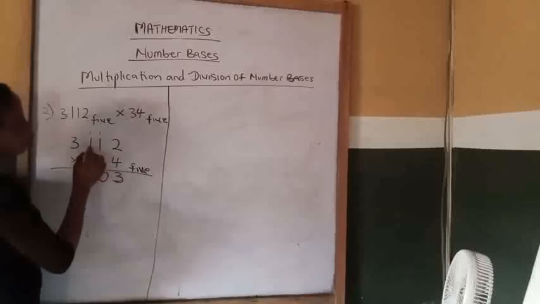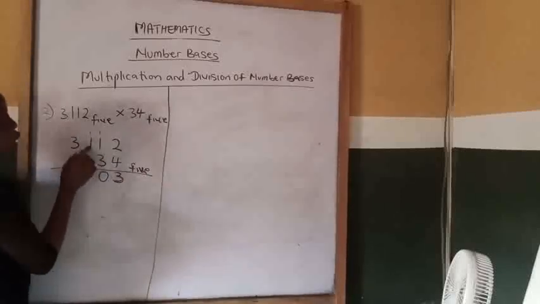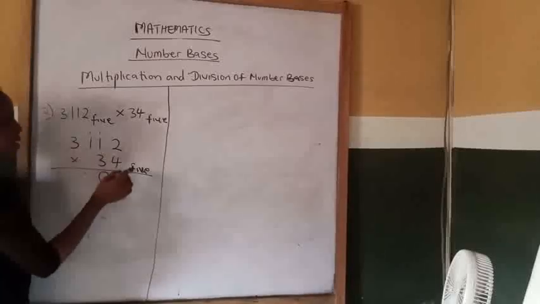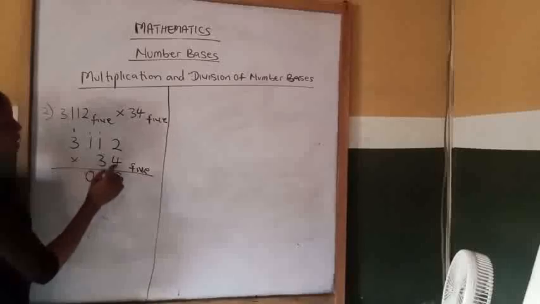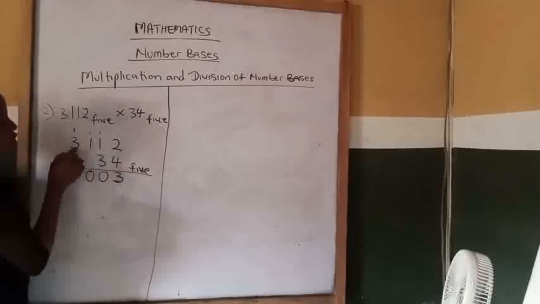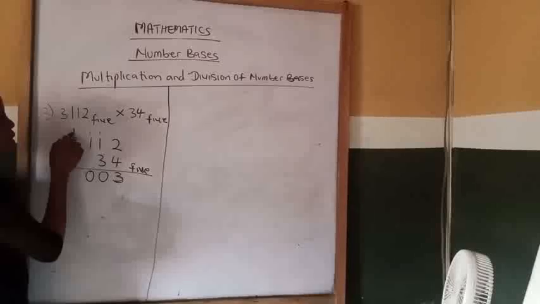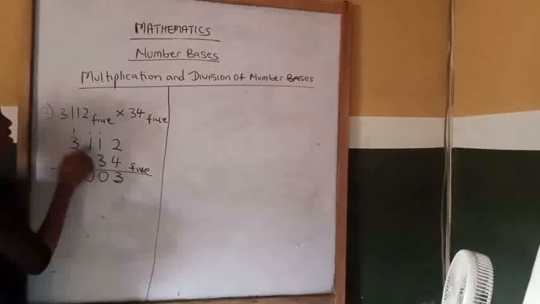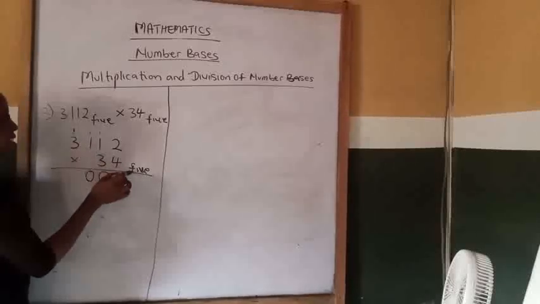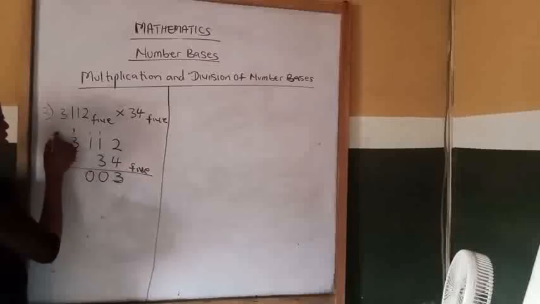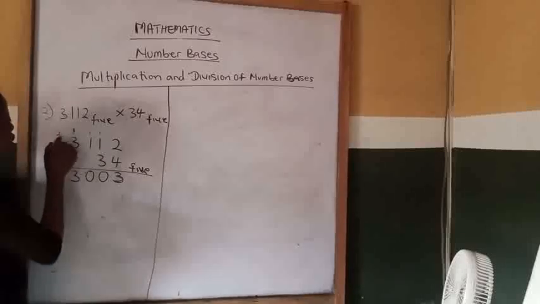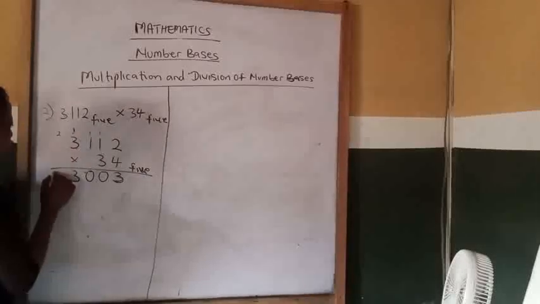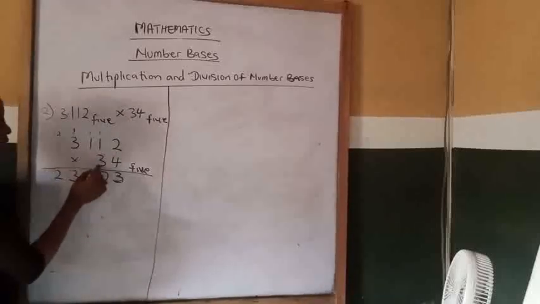Then 4 times 1 is 4, 4 plus 1 is 5. 5 divided by 5 is 1, remainder 0. Then 4 times 3 is 12, 12 plus 1 is 13. How many 5 can we get in 13? That is 2. Remainder 3. So for this 2, there is nothing there again, so you bring 2 down. Then the next one, you multiply the next number.